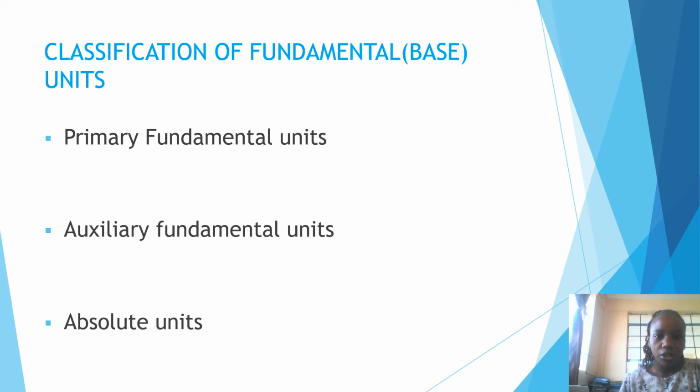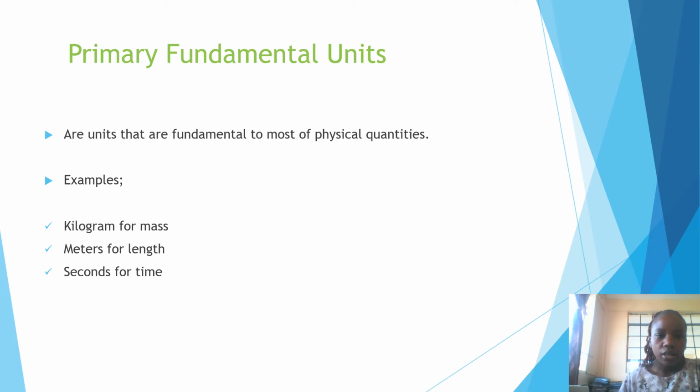Under the classification of fundamental units, they are classified into number 1, the primary fundamental units, auxiliary fundamental units, and absolute units. Now, what are these primary fundamental units? These are units that are fundamental to most physical quantities. Examples of primary fundamental units: we have kilogram for mass, meters for length, and seconds for time.